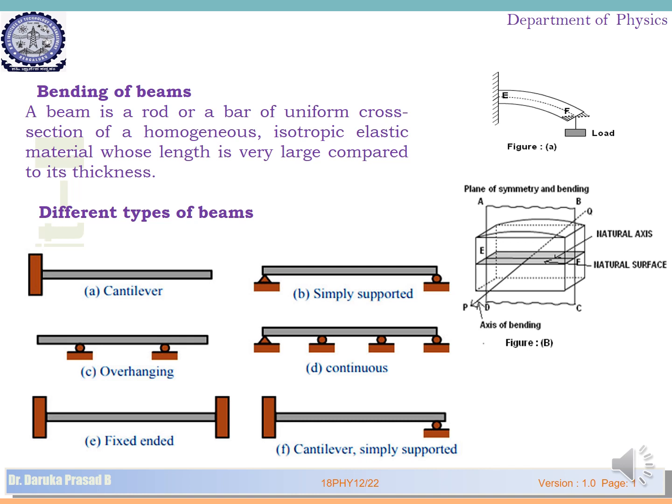This type of thing you will see in bridges. Fixed end means both the ends of the beam are fixed and you can apply the load at any point. Based on how much load you apply and where you apply it between these two supported ends, the extent of bending will be different. And the first case, the cantilever, where the load is applied at the end, is called a simple cantilever. These are the different types of beams which are available.